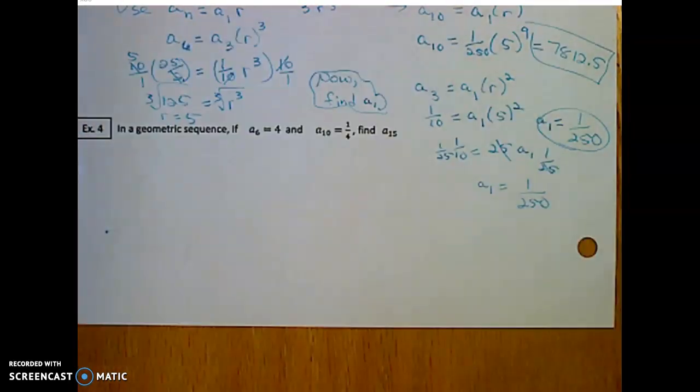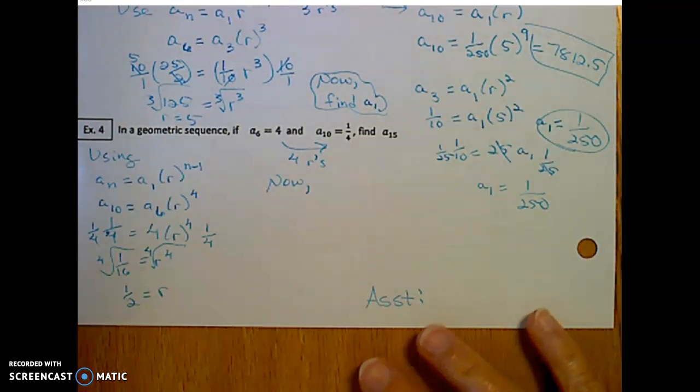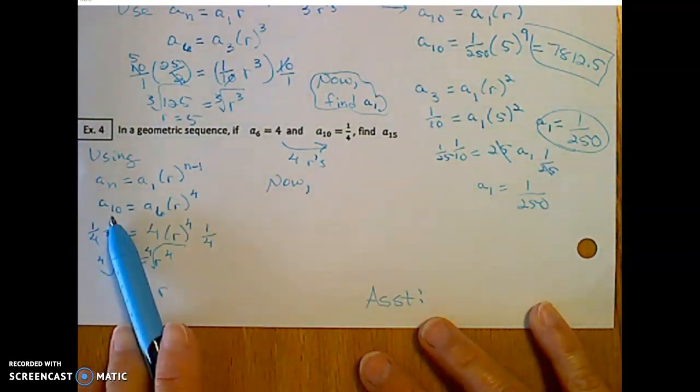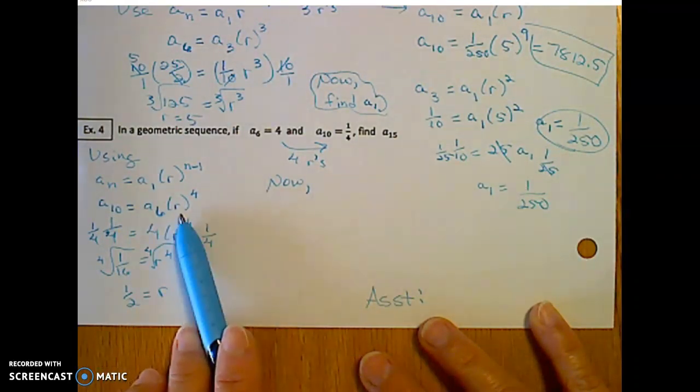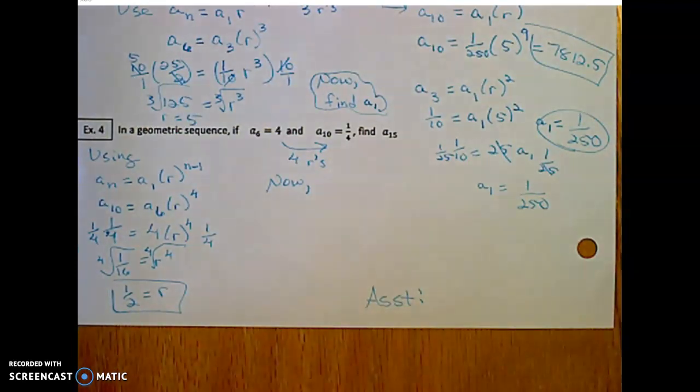I'm almost out of time. I'm going to ask you to try this next one on your own, and then I'll walk through it and see what you get before your assignment. Alrighty, take a moment on that next one for practice. Okay, using my a sub n formula and going from the 6th term to the 10th term, that would be 4 of those common ratios. I plugged in and solved for r. I got r is equal to 1/2, my common ratio.